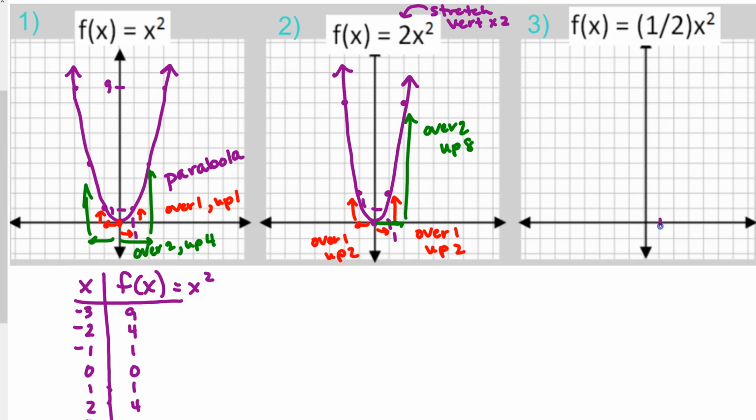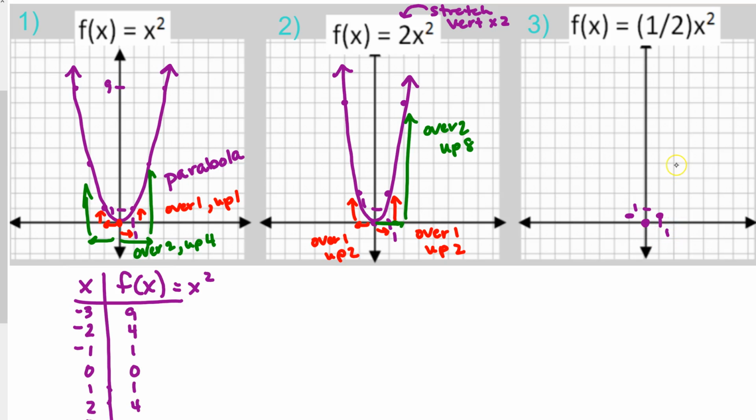So notice we're multiplying by 1/2. So the graph is going to be half as tall. We're going to multiply our y-coordinates by 1/2. So we'll still have the point (0, 0). Instead of over 1, up 1, we go over 1, up what? That's right, up 1/2 in both directions.